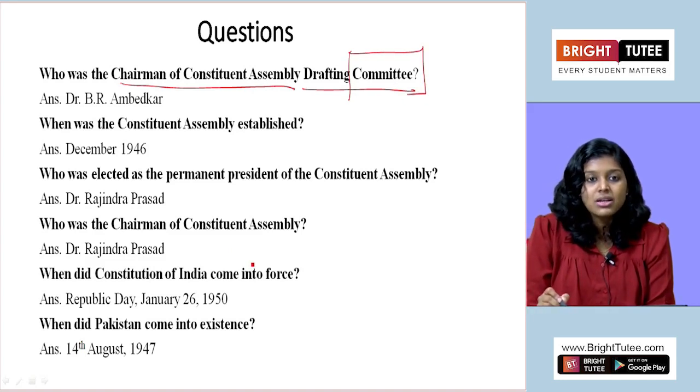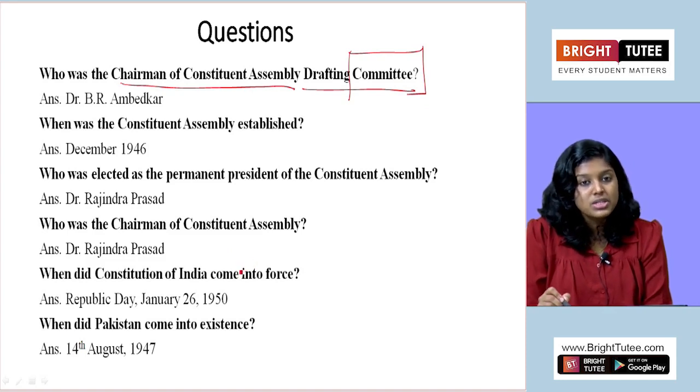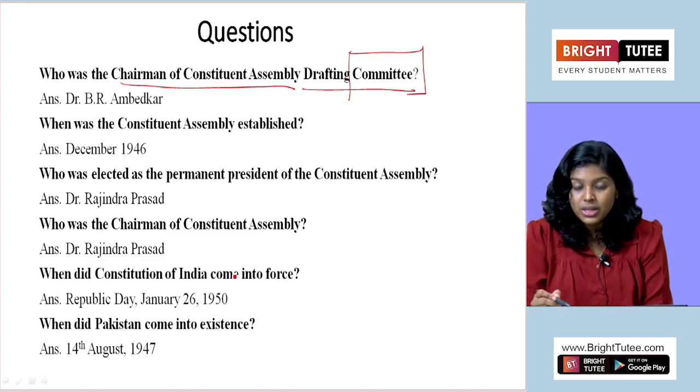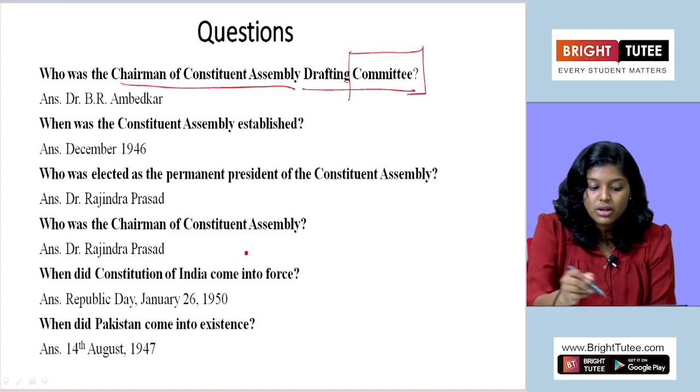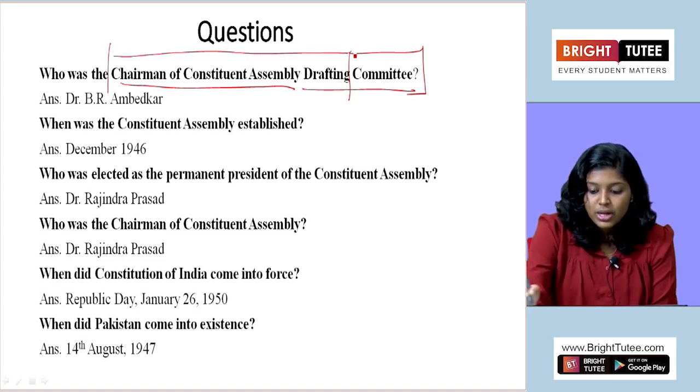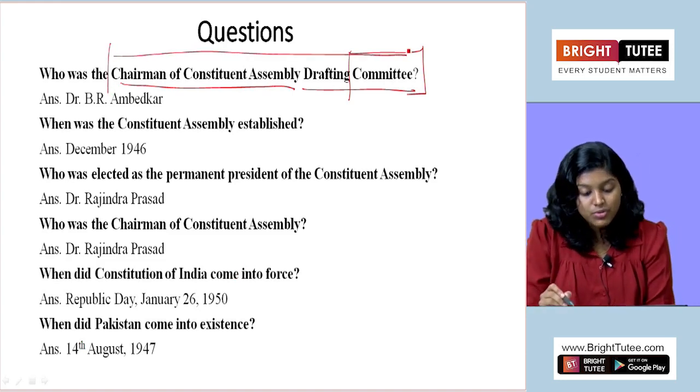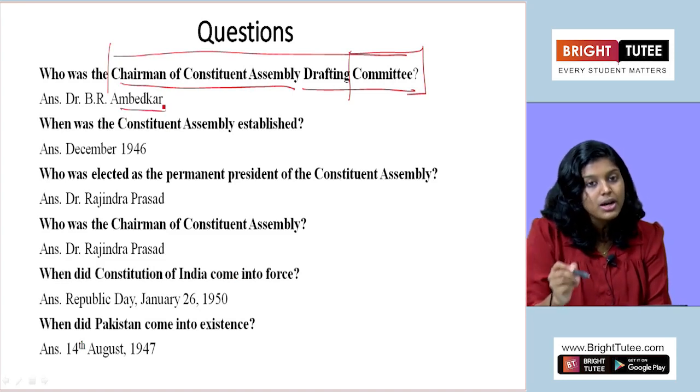If it's asking the Union Power Committee, the chairman will be a different person. So here the question is chairman of the Constituent Assembly's drafting committee, and the answer, as you know, is Dr. B.R. Ambedkar.